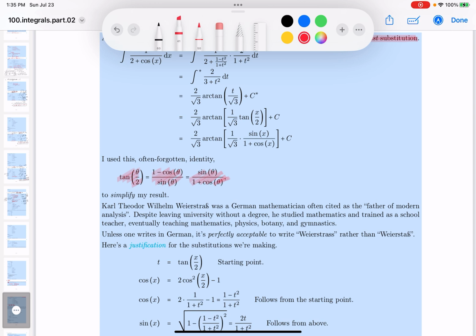Now, let me just talk a little bit about this guy, Weierstrass. German mathematician. He's cited as the father of modern analysis. I know him best for the intermediate value theorem. But the bottom line is he was a bright guy. However, he did not get a degree in mathematics. He studied mathematics and he trained and he taught. When he taught mathematics, he also taught physics, botany, and gymnastics.